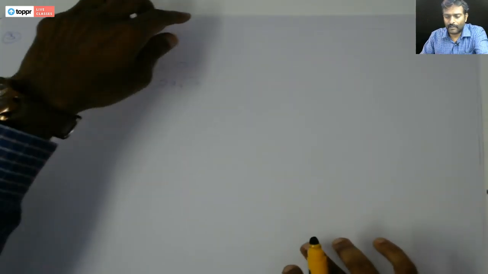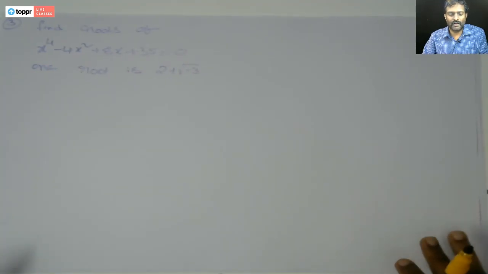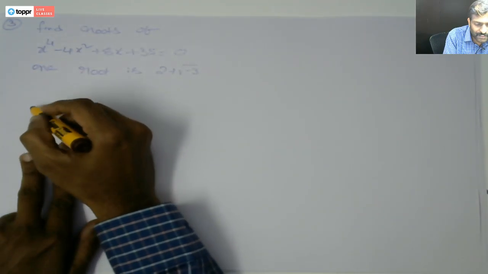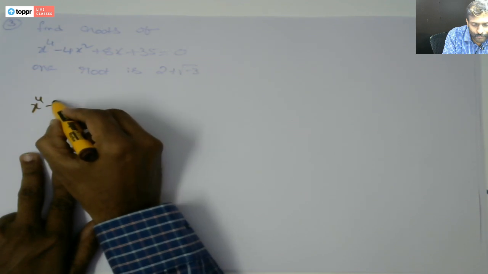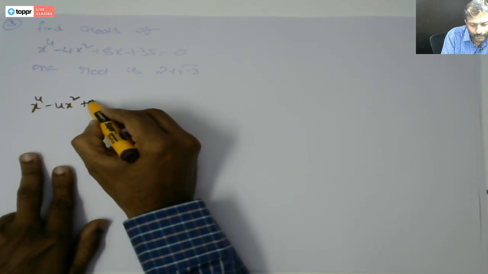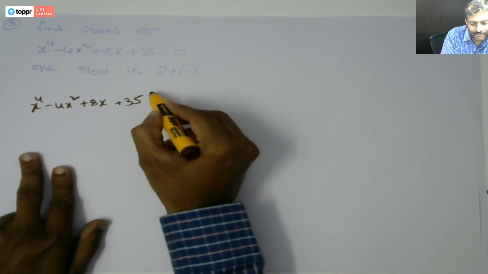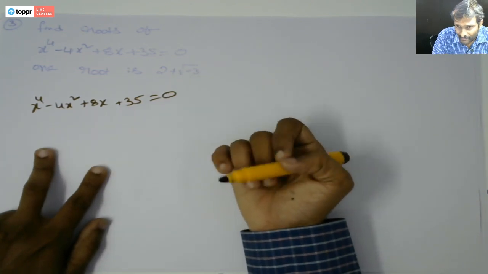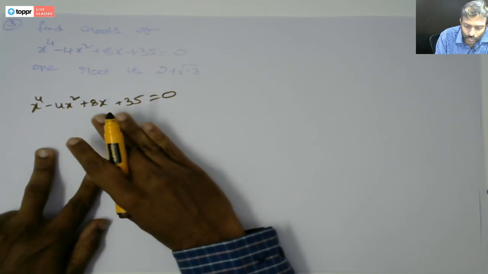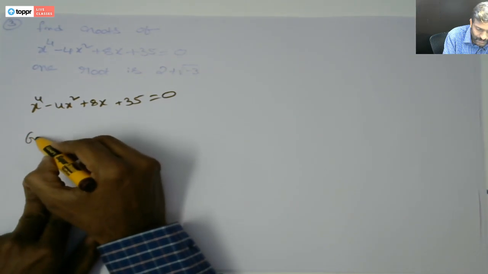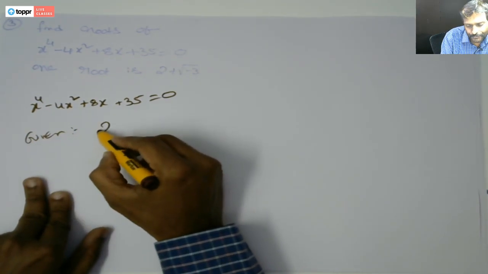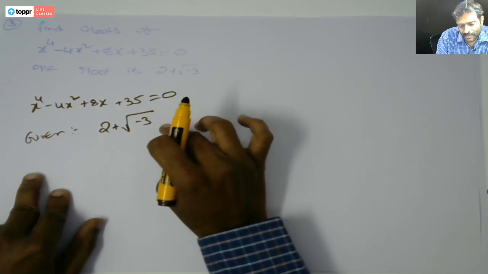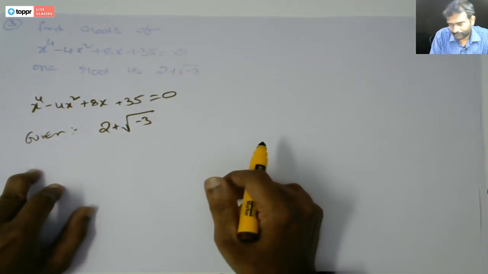And then finally we are trying to find the roots of a given equation. So here my given equation is x power 4 minus 4x square plus 8x plus 35 is equal to 0. It's a quartic equation actually that is given to us. He's asking us to find the roots of this, but what is given to us is that 2 plus root of minus 3 is a root of this equation.